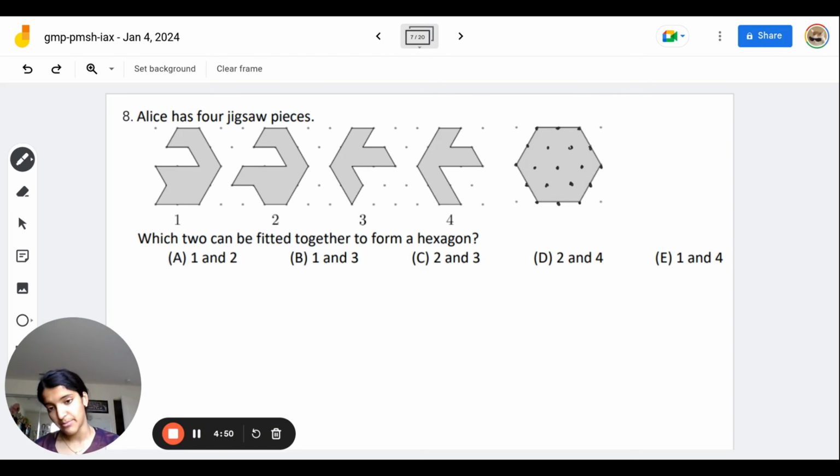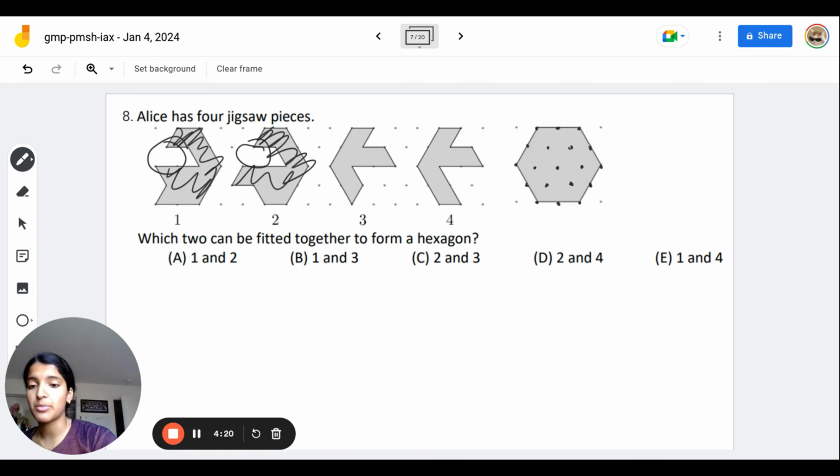So when we look at A, it says 1 and 2. So we're going to look at the pieces 1 and 2. Before you think about putting them onto the dot grid to match it up with a hexagon, we need to see that 1 and 2 has a lot of overlapping spots. Like all of this overlaps with all of this. So that basically tells us that it can't be 1 or 2, because there's also a space over here which would not be filled up if we use both of these pieces. So it can't be option A.